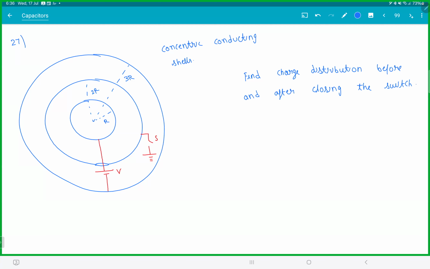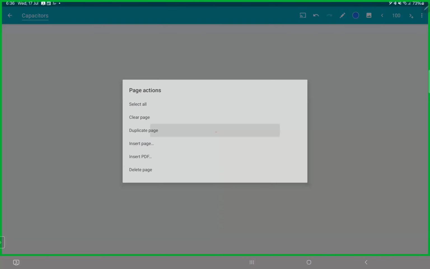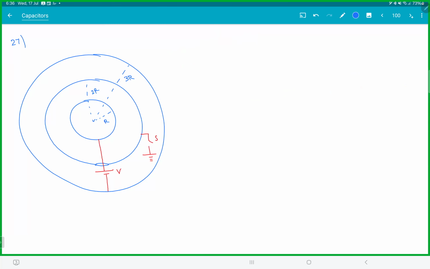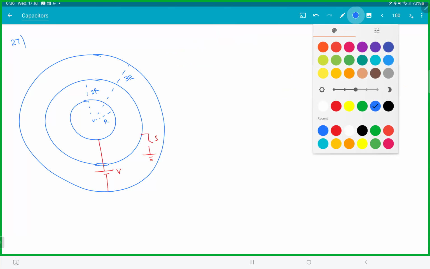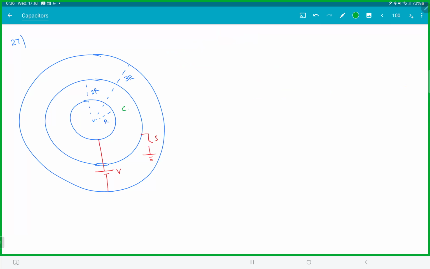Such a good answer has come. Listen. First of all, how many capacitors are there here? How many capacitors are there? There are 3 capacitors. There is C1, there is C2, there is a C3. C3 is from outer shell to infinity. There are 3 capacitors here.